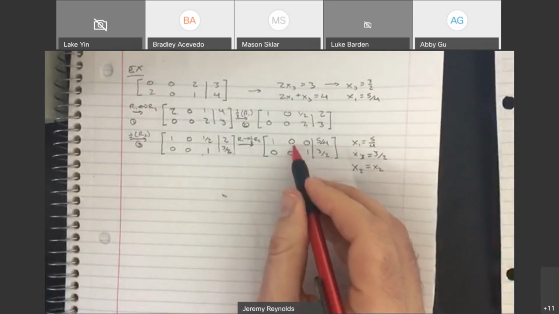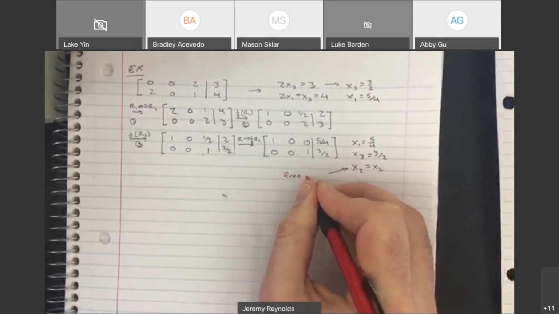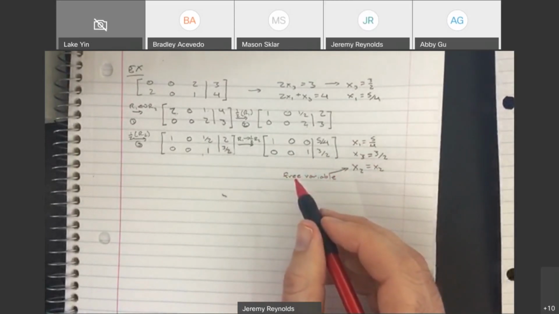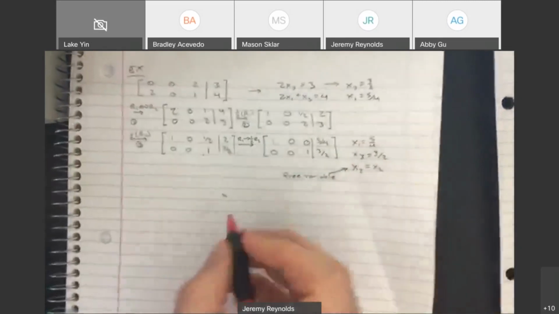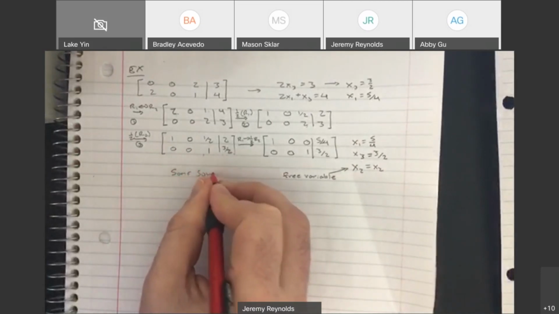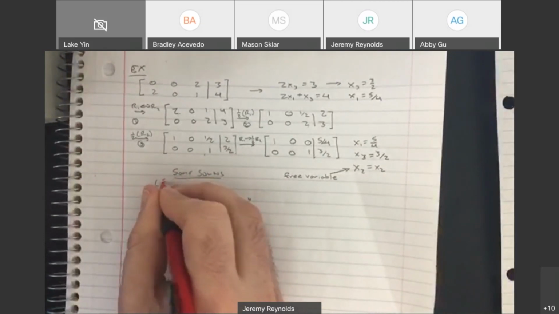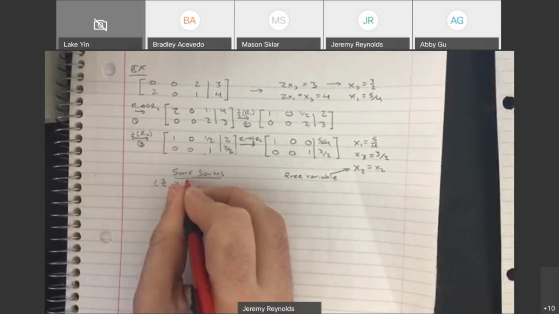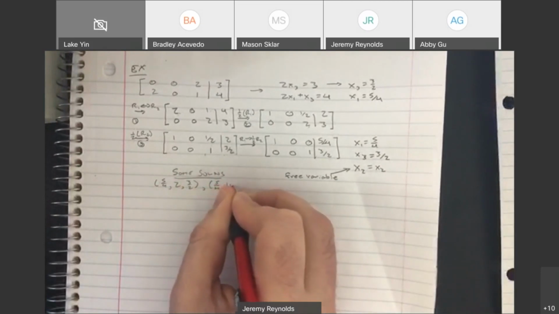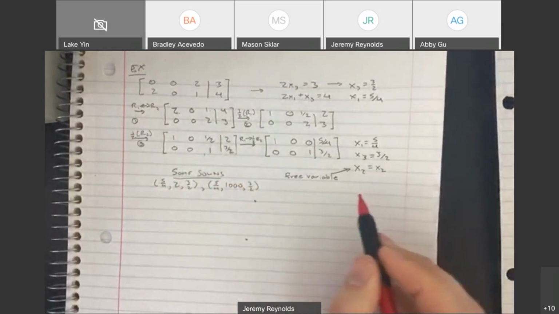is just multiplied by 0 in each case. So x2 is what's called a free variable. And what that means is we can choose whatever we want for x2, and it'll still be a solution to the problem. So let's look at some solutions to this problem. We could choose 5/4, 2, 3/2, because the second one doesn't matter. We could also choose 5/4, 1,000, 3/2. So it doesn't matter what we choose for this free variable, it will still be a solution.